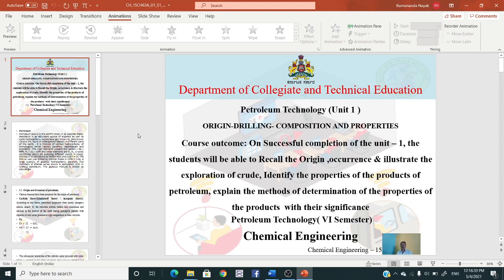I am today going to present the subject Petroleum Technology of 6th semester. In that, Unit 1, Drilling, Origin, Composition, and Properties. The course outcome on successful completion of Unit 1: the students will be able to recall the origin, occurrence, and illustrate the exploration of crude, identify the properties of petroleum products, explain the methods of determinations of petroleum products with their significance.